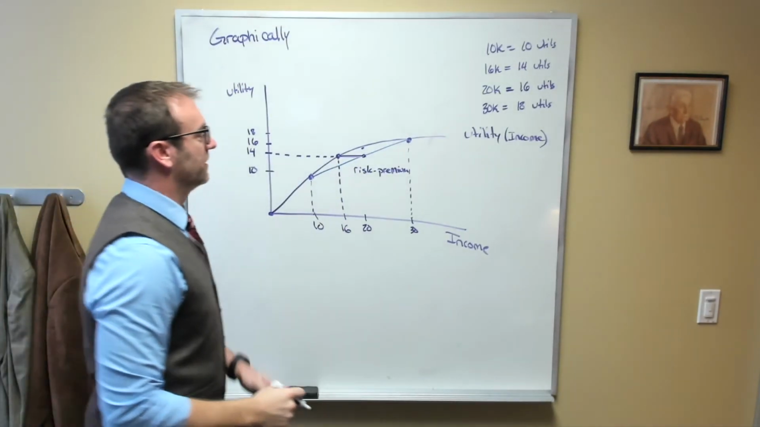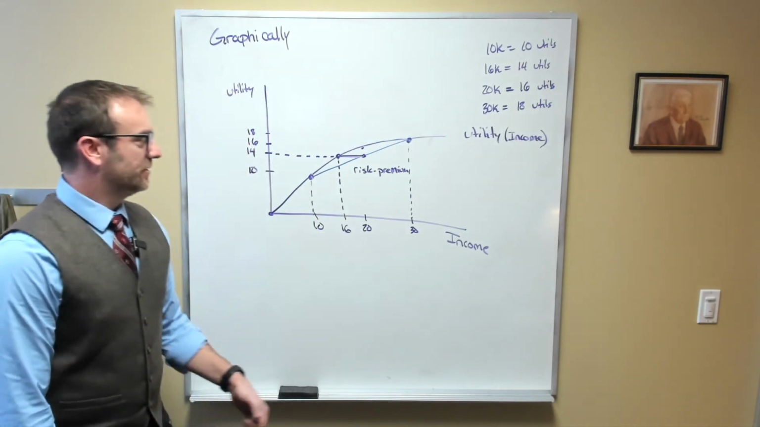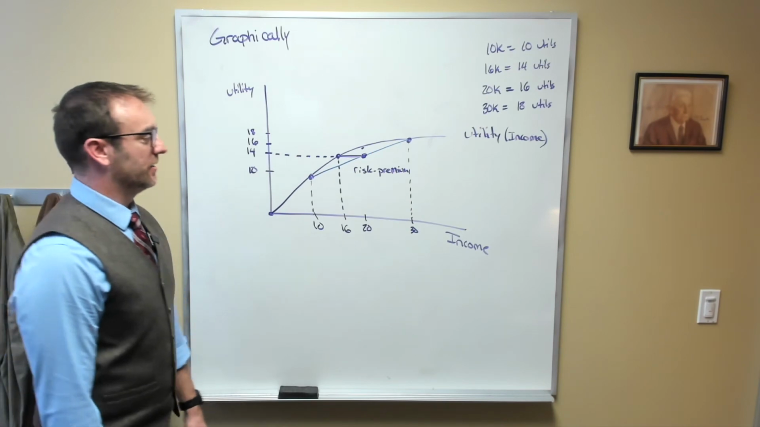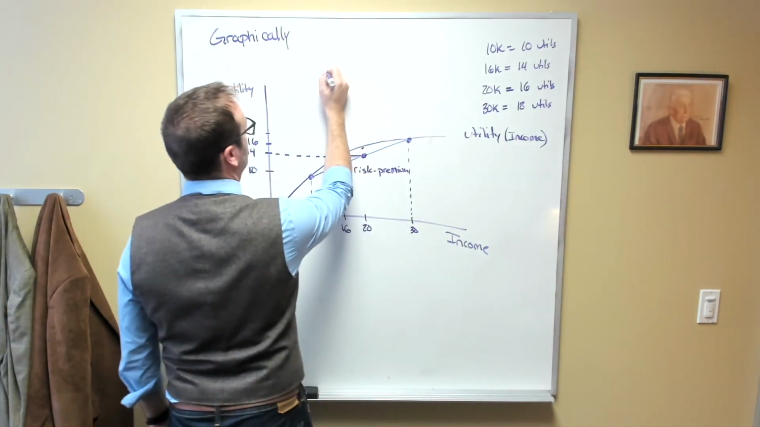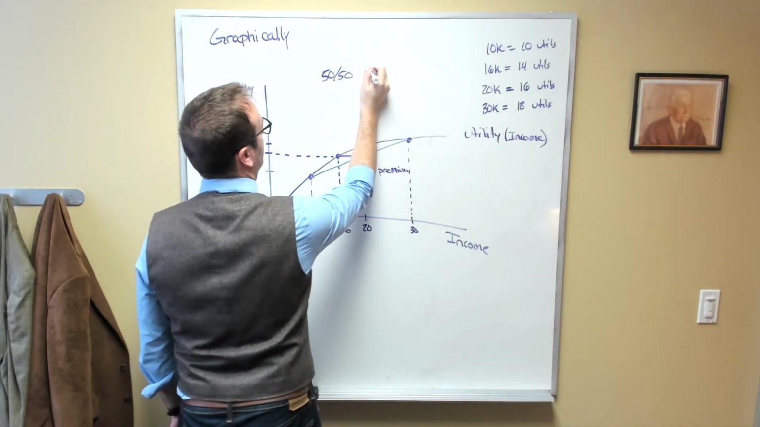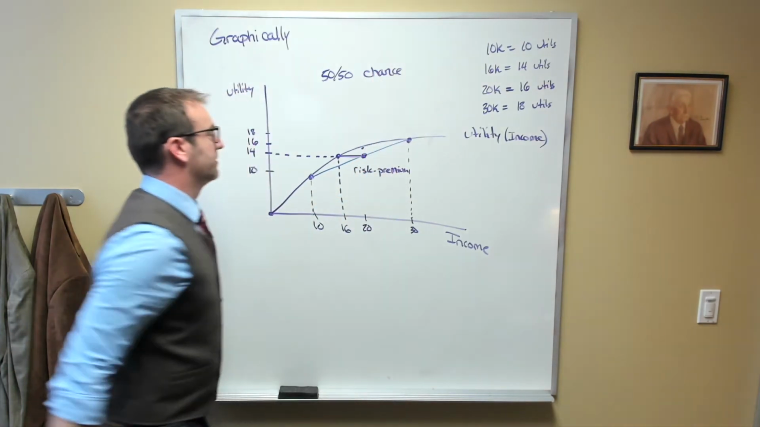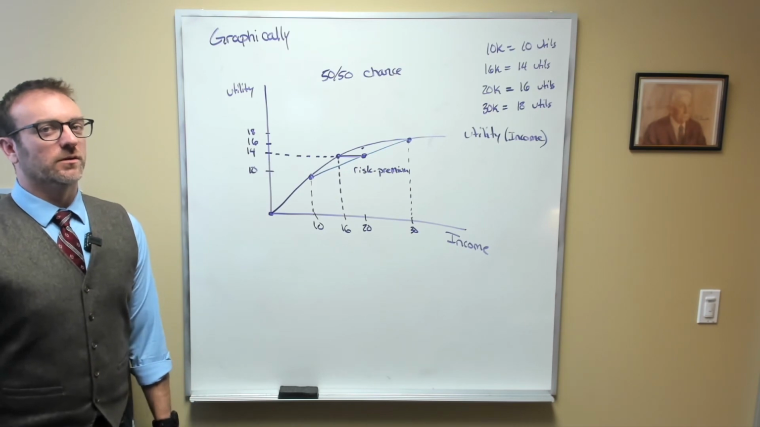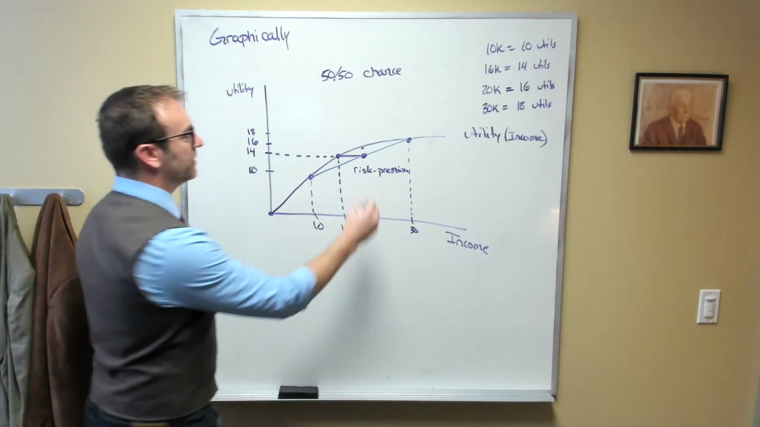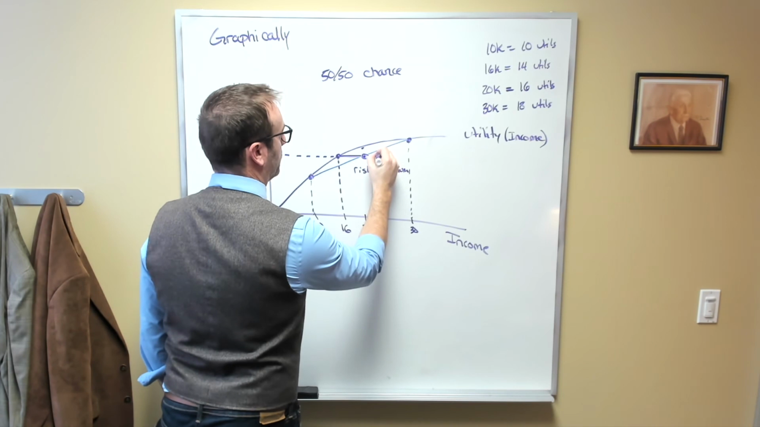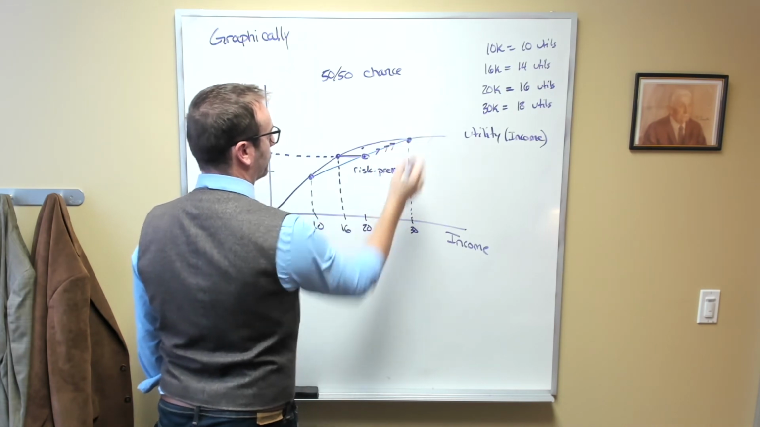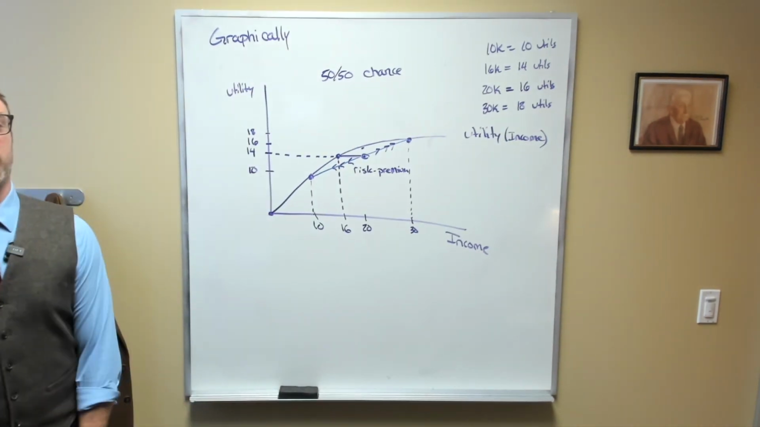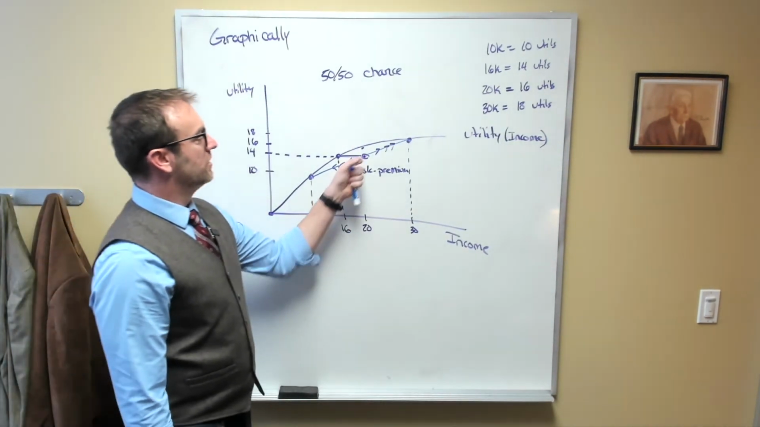Now, what's interesting is what would happen to this point here if the probability of getting sick changed? Because remember, in this scenario, it was a 50-50 chance of getting sick. What would happen if instead the probability of getting sick was only 10%? Would this point here shift this way toward the 30,000, or would it shift this way toward the 10,000? And what would that do to the risk premium?